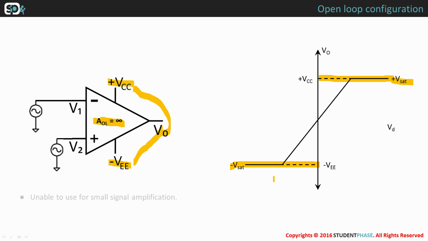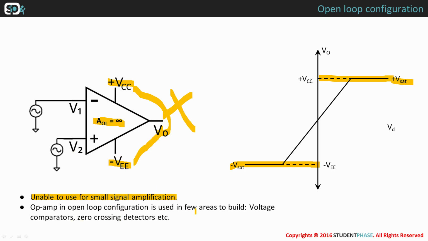This makes the op-amp unable to be used for small signal amplification in open loop configuration. Hence, op-amp is generally not used in open loop configuration. However, they are used in a few areas to build voltage comparators, zero crossing detectors, etc.